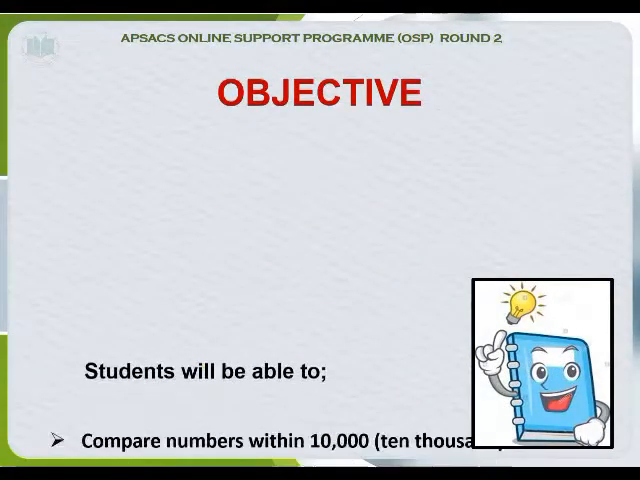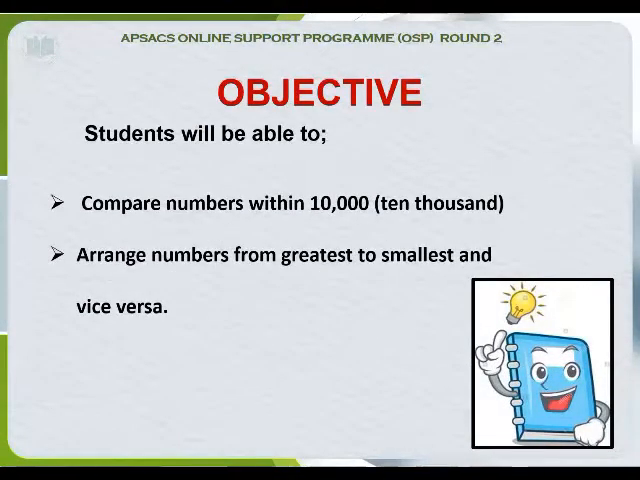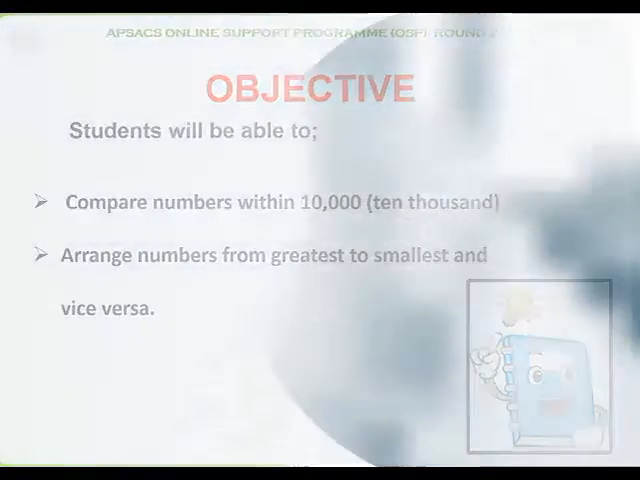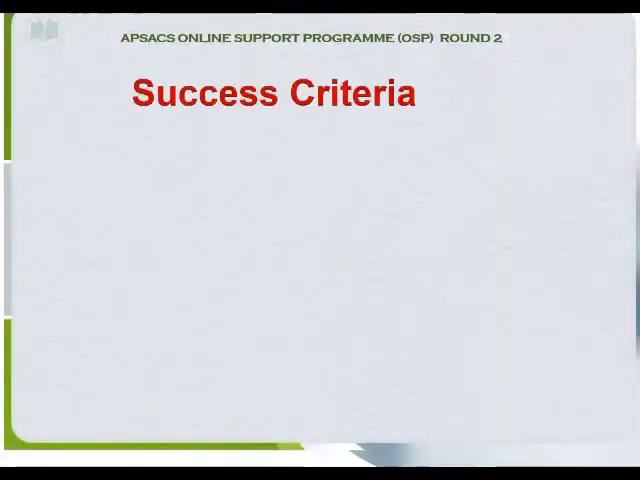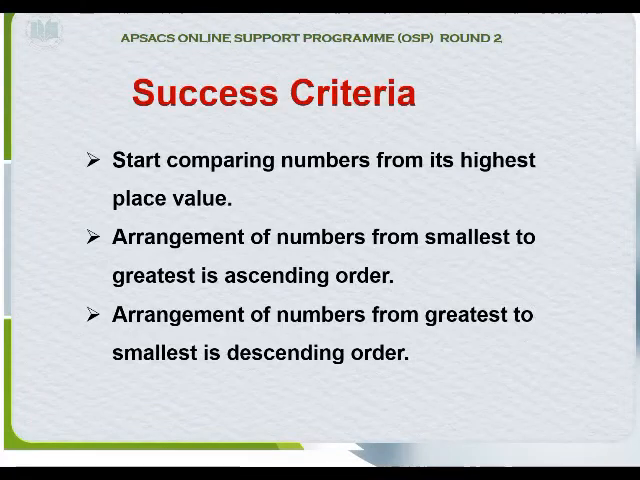So students, today we are going to compare numbers within 10,000 and arrange numbers from greatest to smallest and vice versa. During written work, you must start comparing numbers from the highest place value. Arrangement of numbers from smallest to greatest is called ascending order, and arrangement of numbers from greatest to smallest is called descending order.